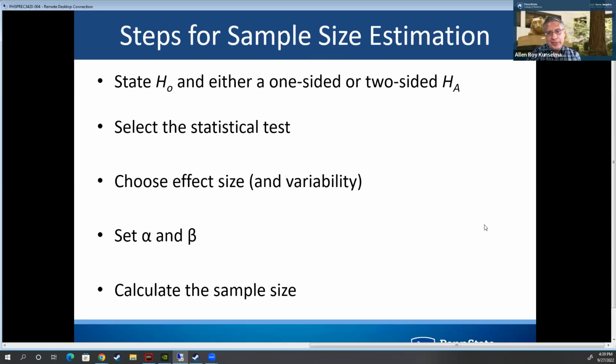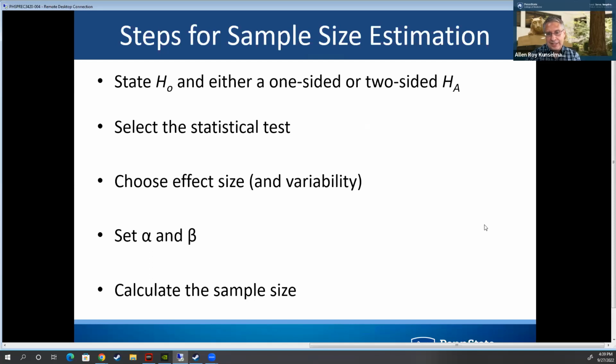So what are some steps when you do sample size estimation? If you're doing your study and you go to talk to a statistician to help you do this, what are they going to be doing? We need to state the null hypothesis, and is it a one-sided or two-sided alternative? Select your statistical test. Is this a t-test for comparing the means of two groups? Is it a chi-square test for comparing the proportion between two or more groups?